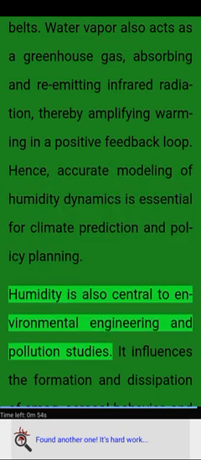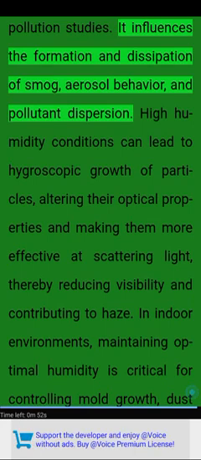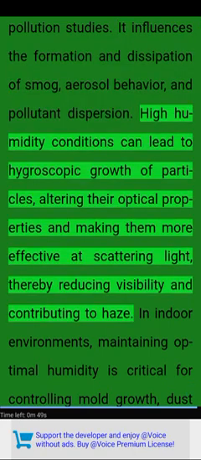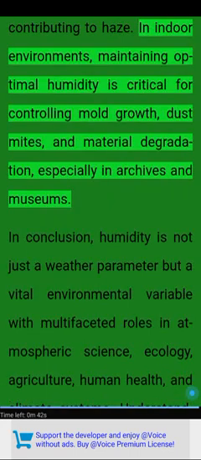Humidity is also central to environmental engineering and pollution studies. It influences the formation and dissipation of smog, aerosol behavior, and pollutant dispersion. High humidity conditions can lead to hygroscopic growth of particles, altering their optical properties and making them more effective at scattering light, thereby reducing visibility and contributing to haze. In indoor environments, maintaining optimal humidity is critical for controlling mold growth, dust mites, and material degradation, especially in archives and museums.